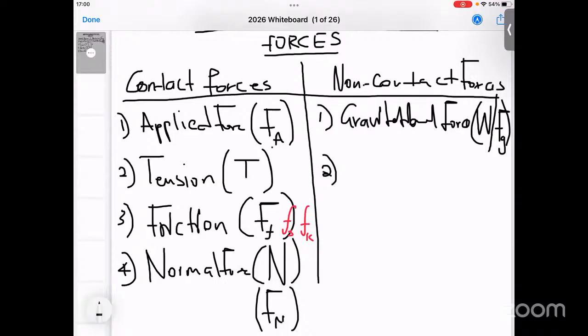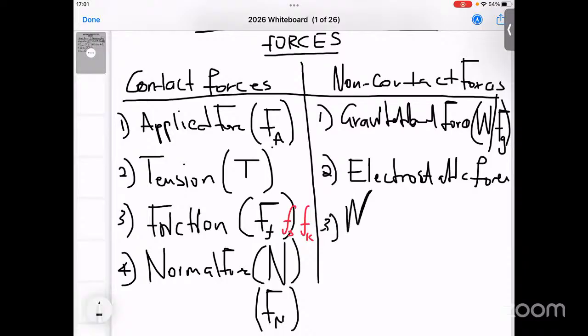And then, under non-contact forces, what else can we talk about? We can even talk about electrostatic force. We will get to this topic, but just be aware that electrostatic force is also another type of non-contact force. And then the other one is the magnetic force. Yes, magnetic force, which is another topic on its own.